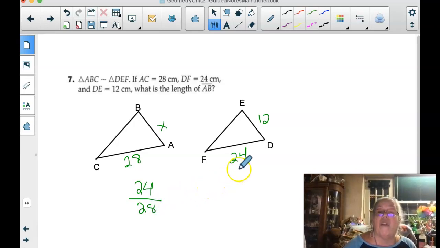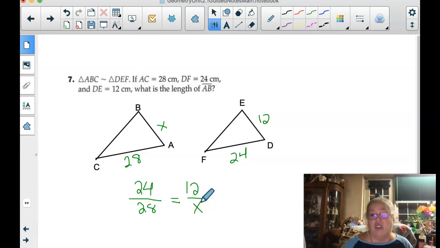And since I started with the 24, I'm going to start with the 12 on the other side. Equals 12 over x. Notice that they are matching sides. And I am doing this the cheater's way. How do I get from 24 to 12? Divide it in half. What I do to one, I'm going to do the other. What's half of 28? X equals 14.